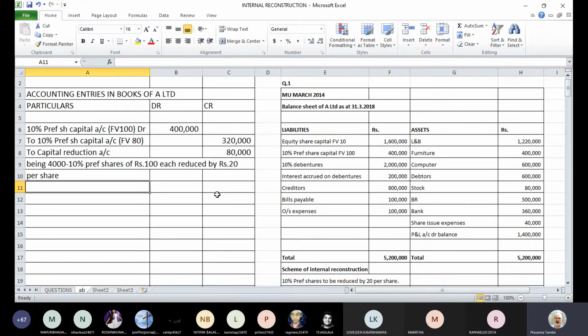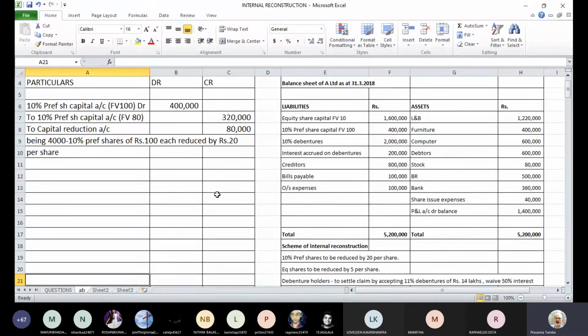Yes, sir. Now we have the next adjustment, and that is adjustment for equity shares. It says equity shares to be reduced by rupees 5 per share. Our current equity share capital is 16 lakhs. These are face value 10 rupees, so that means we have 1,60,000 equity shares of 10 each. These are to be reduced to 5 rupees per share. So if these are to be reduced to 5 rupees per share, then face value also will be reduced to 5 rupees per share.